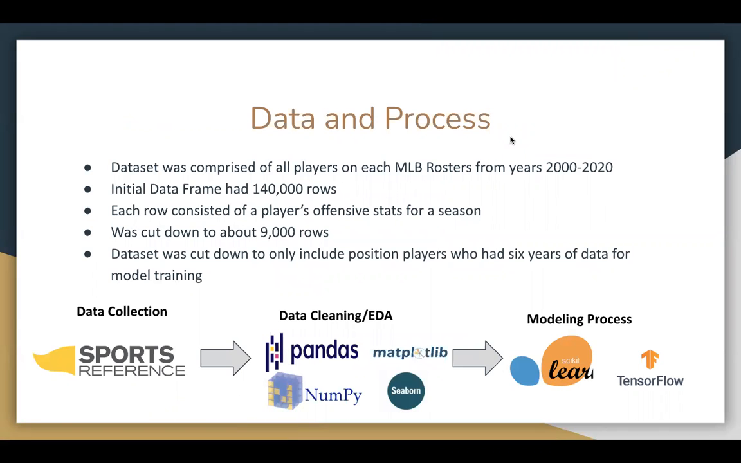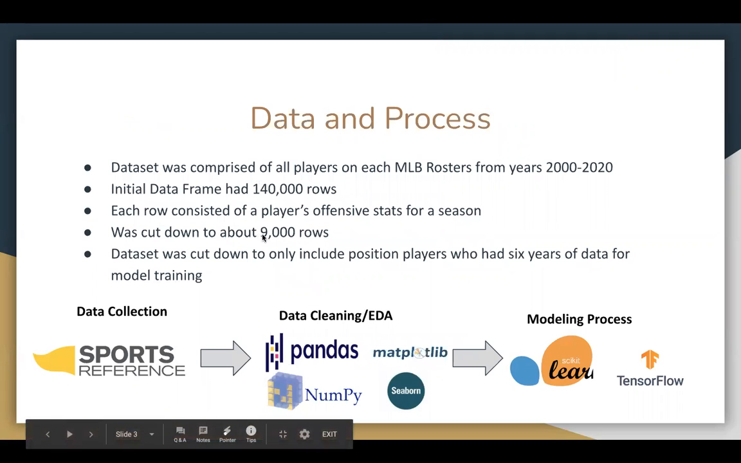So my data set was comprised of all players on MLB rosters from years 2000 to 2020. Initially, it was about 140,000 rows, where each row was a player's stats for a season. I cut this down to about 9,000 rows for modeling, because for modeling, I only used position players who had at least 6 years of MLB experience. And here are the libraries I used for my process.